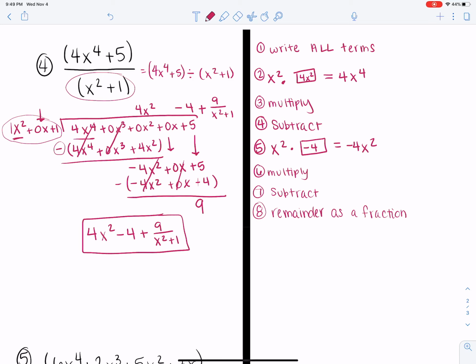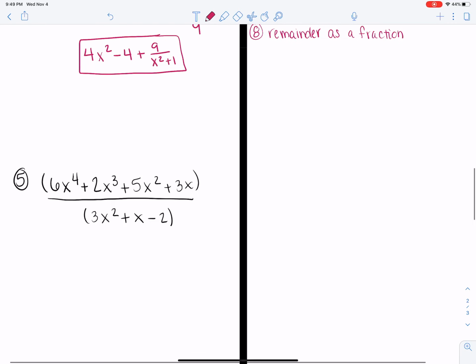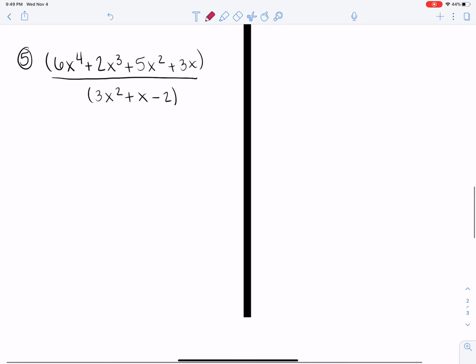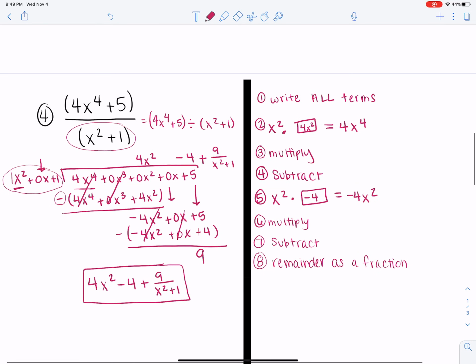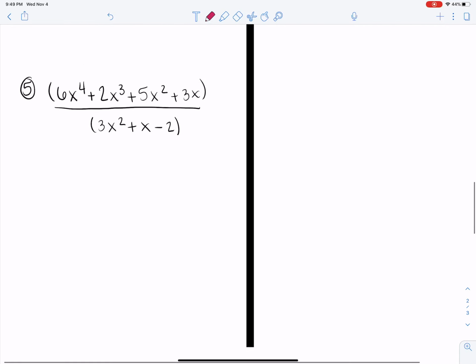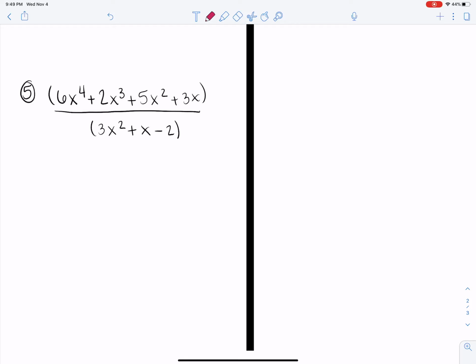Okay? Last example. We have 6x^4 plus 2x cubed plus 5x squared plus 3x divided by 3x squared plus x minus 2. Now this looks like a lot more than the last one, but remember, the last one we had to put all those filler things in. So what's nice about this one is it kind of already has all that. We have x^4, x^3, x^2, x^1.